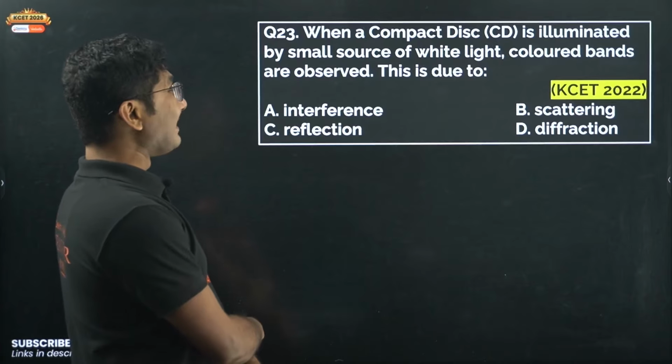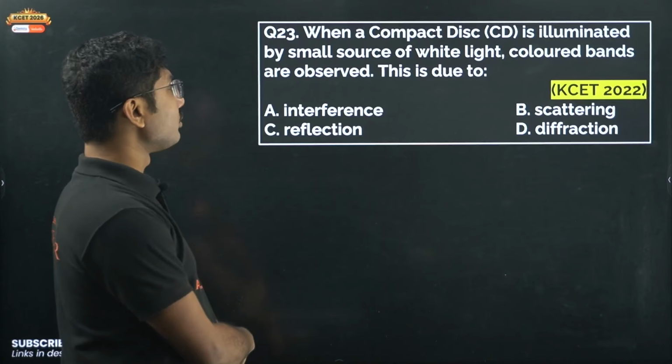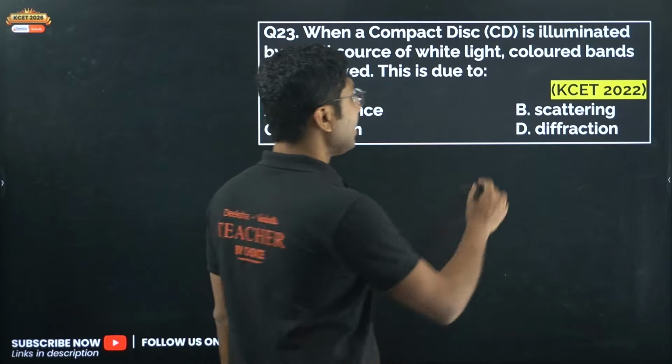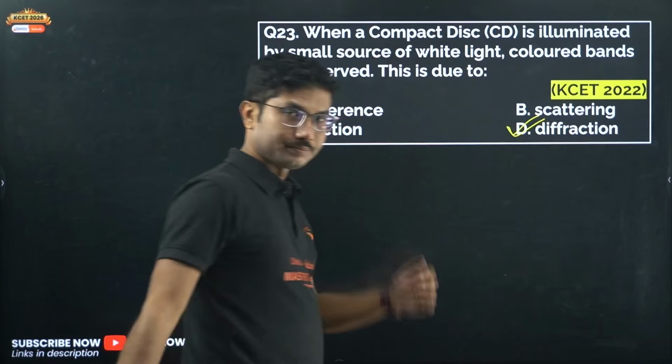When a compact disc, CD, is illuminated by a small source of white light, colored bands are observed. This is due to diffraction.